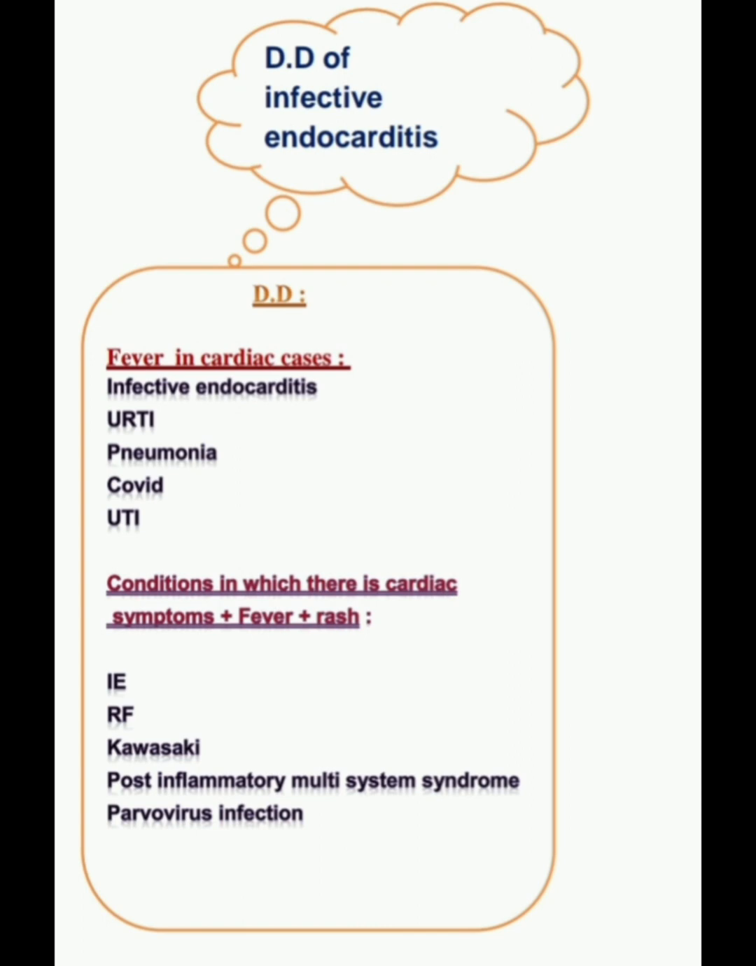So when we find a history of infective endocarditis, there are some differential diagnoses that come to our mind immediately. Fever in cardiac cases: what are the cases? Can be infective endocarditis, upper respiratory tract infection, pneumonia, COVID and UTI. Condition in which there is cardiac symptoms plus fever plus rash. Remember, cardiac symptoms plus fever plus rash. These three features, what is in our mind? Infective endocarditis or rheumatic fever, Kawasaki disease, post-inflammatory multisystem syndrome and parvovirus infections.